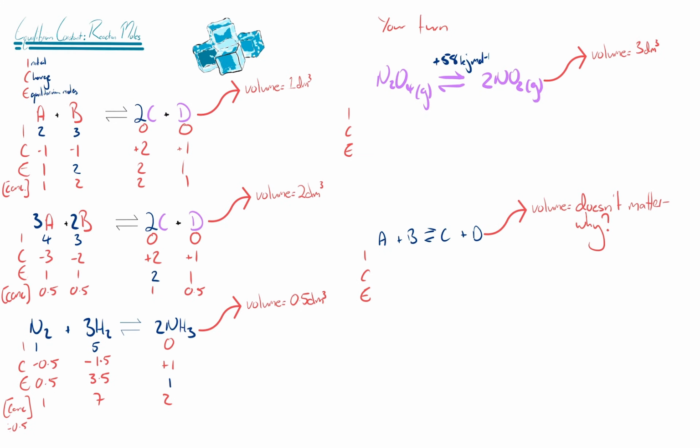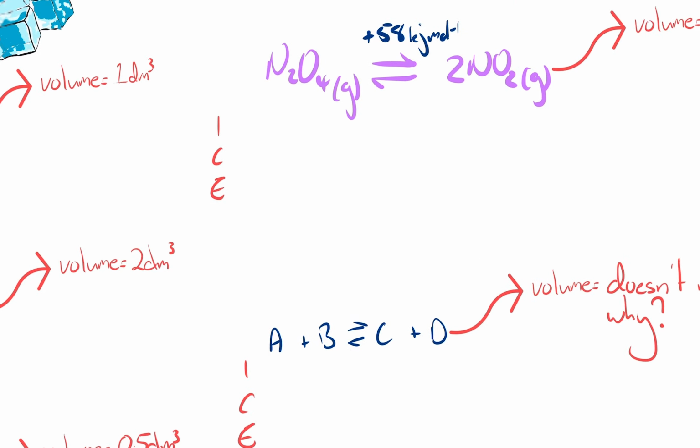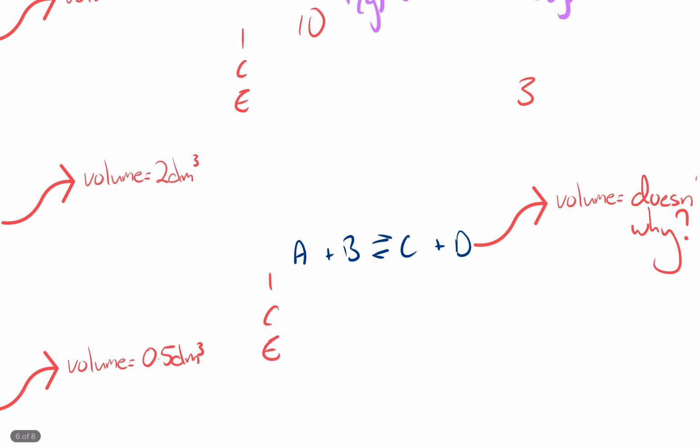So fairly simple. Why don't you give these a go and see how you get on. Tricky thing here, why does the volume not matter for this very specific example? Let me just plug some values in here. Let's say 10, let's say 3, let's say 2, 3, 2.